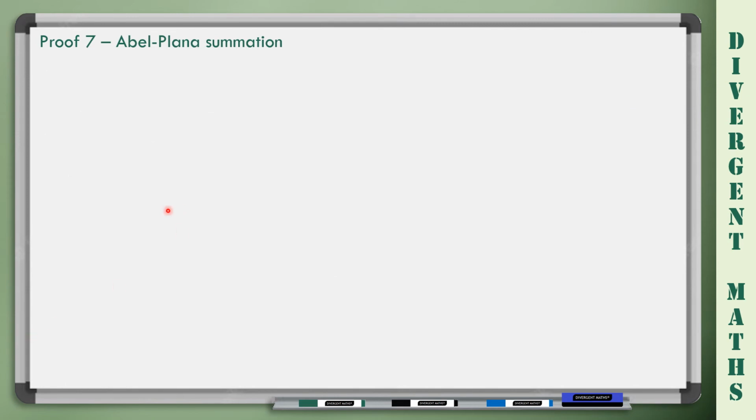Proof number 7, Abel-Plana summation. So Abel and Plana are two mathematicians from the first half of the 19th century who came up with that summation method independently a few years apart. So let us apply Abel-Plana's summation method for monotonic divergent series, which can be expressed as follows.